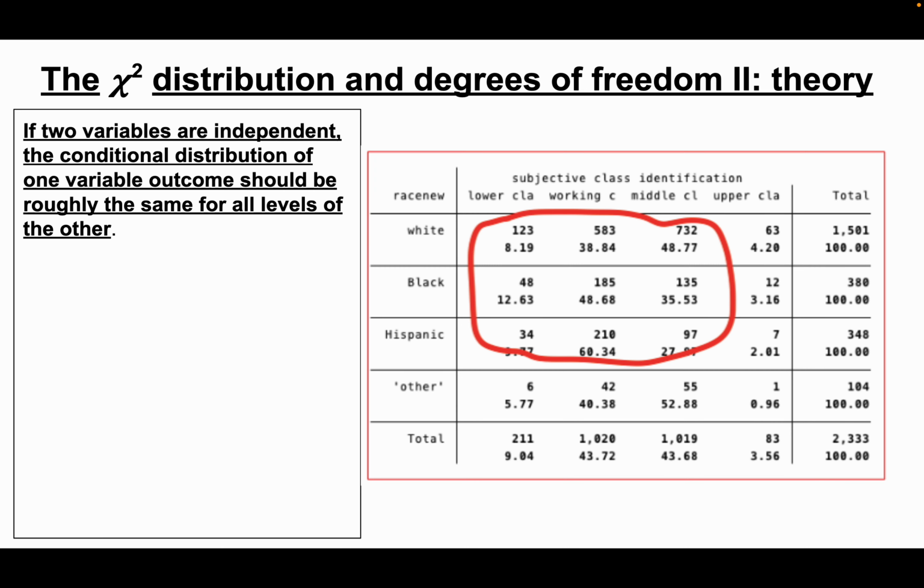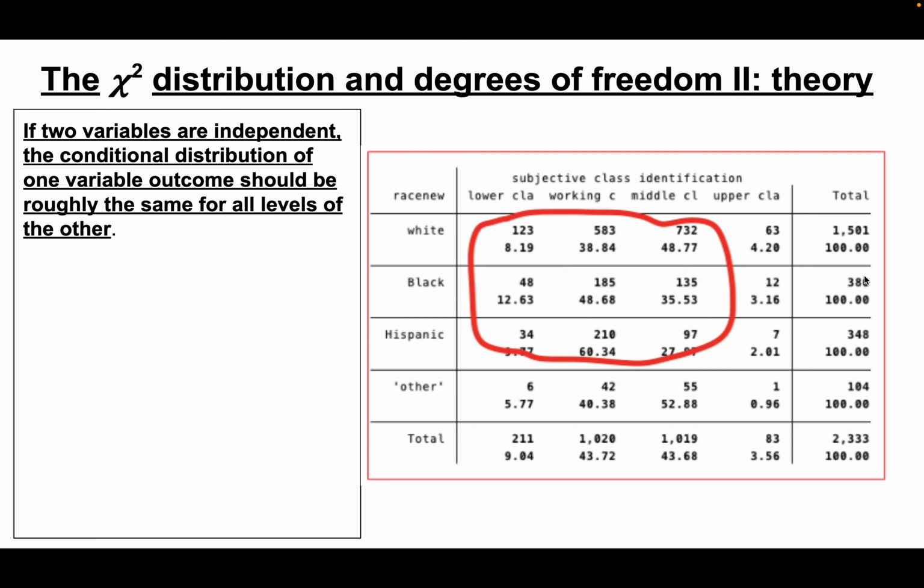So if two variables are independent, then the conditional distribution of one variable should be roughly the same for all levels of the other. So here you can think about that as like the overall distribution of class status, which is 9% lower, 44% working, 44% middle, about 3.5% upper class. That means that that distribution should be the same for all race groups if the two variables are independent. So in any particular sample, you have in this column a fixed number of people in each race group.